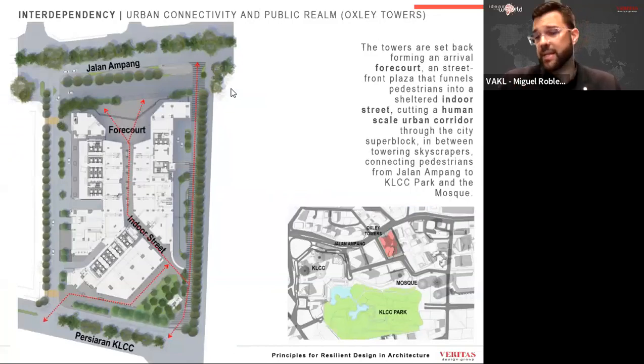Oxley, again, is another example of how our buildings can contribute to creating more resilient cities by making them more walkable. In this case, the 3 towers are set back, forming an arrival forecourt, a public open plaza that funnels pedestrians into an indoor street that cuts across the city mega block, drawing pedestrians from Yalang Ampang to KLCC Park.